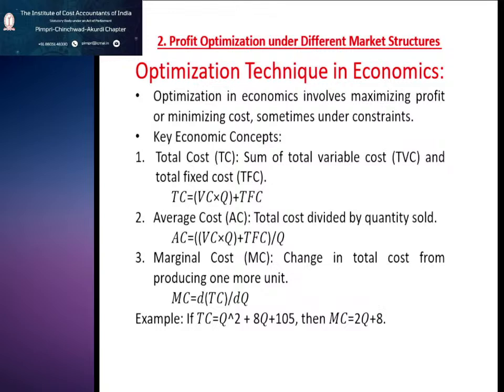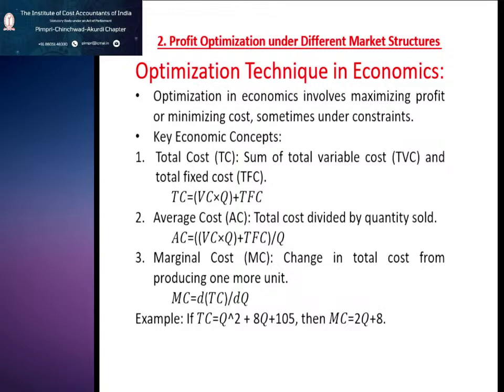The other key economic concept is average cost. The total cost is divided by the quantity sold. So average cost is equal to (variable cost × quantity + total fixed cost) divided by the quantity. That's the formula.